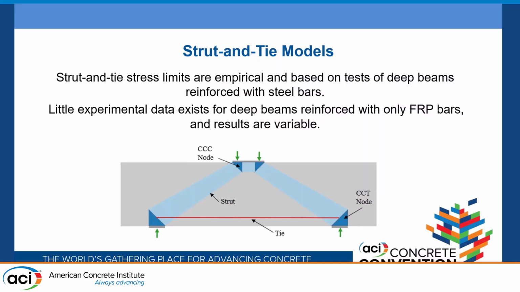Nodes will have different capacities based on what members are framing into them. For example, a CCC node means you have compression coming on all three faces of the node, and that is going to give you more capacity than a CCT node, where you have tension running through that strut and connecting at that face of the node. If you're subjected to tension, there will be some softening of the concrete in that area, and therefore a reduction of capacity, and that should be accounted for.